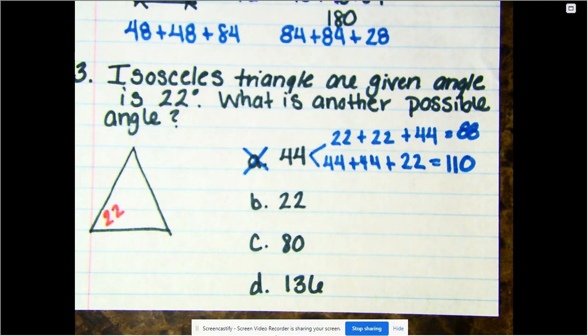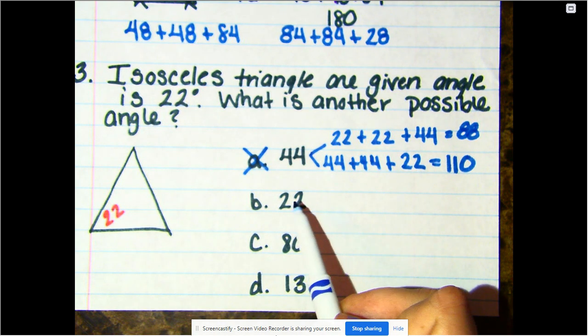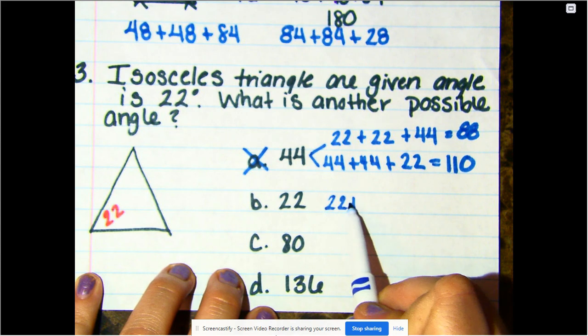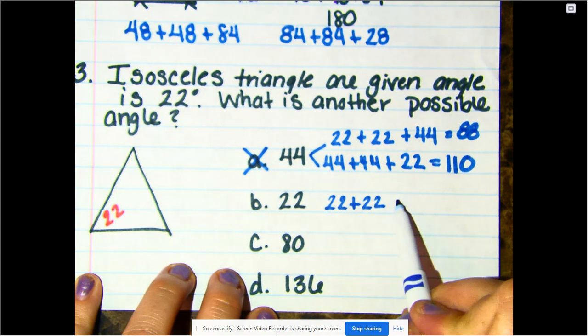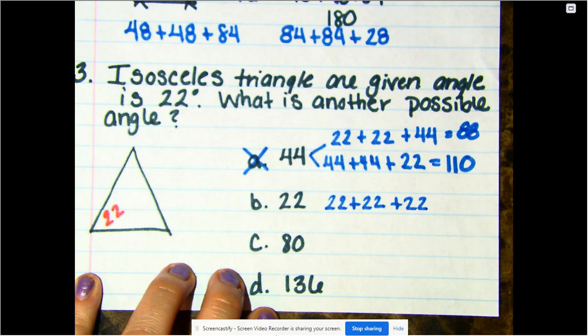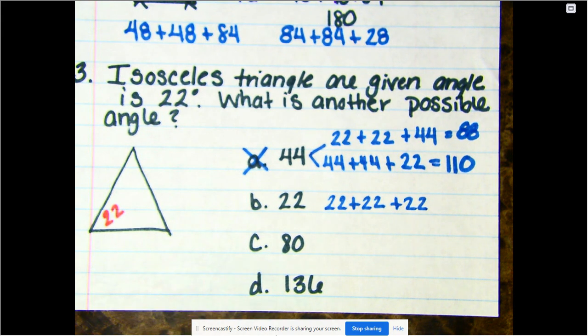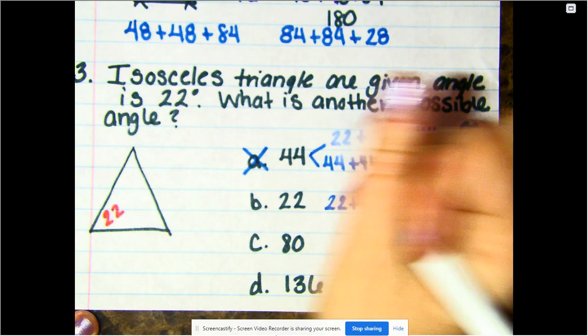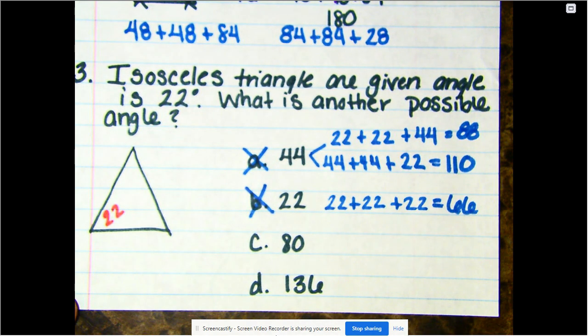Okay, it could be, well, maybe. So 22 could be my missing angle, but that would mean that 22 would be repeated for the isosceles and then repeated again. If we remember correctly from the beginning of the video, if all angles are the same, that's called an equilateral triangle. And 22 plus 22 plus 22 also does not equal 180. So it doesn't even make a triangle at all. So B is not our option.